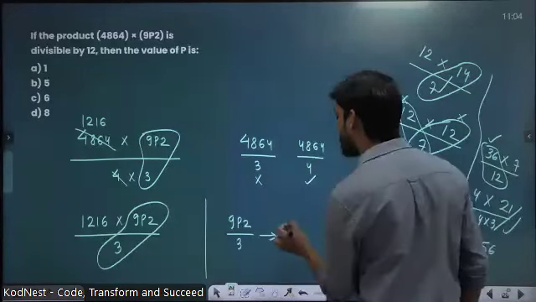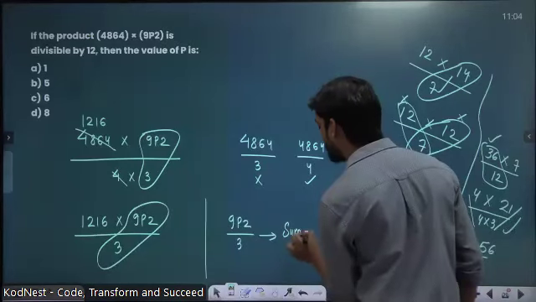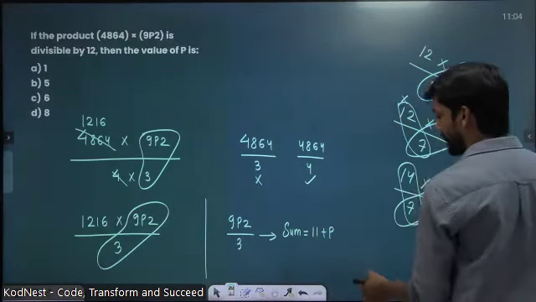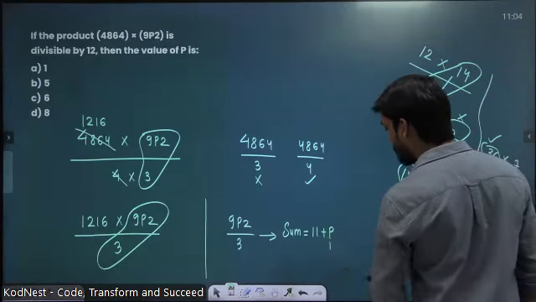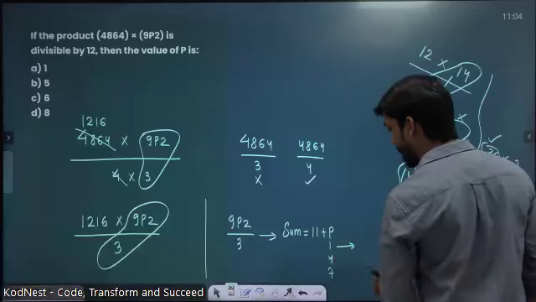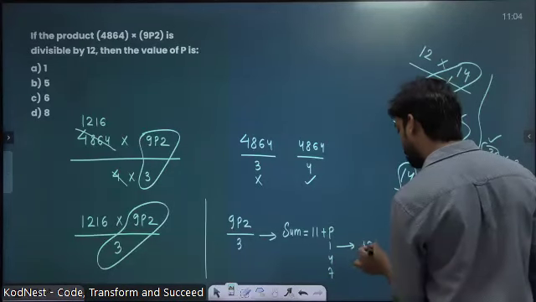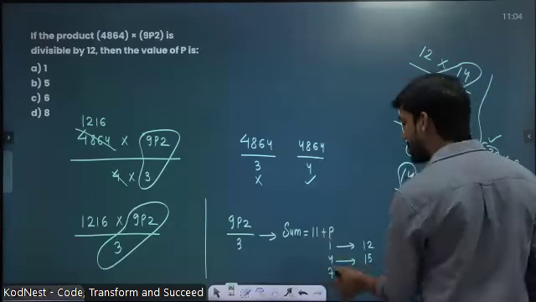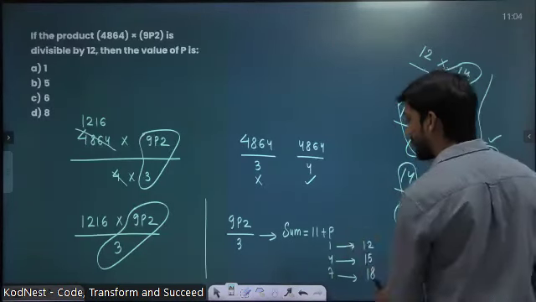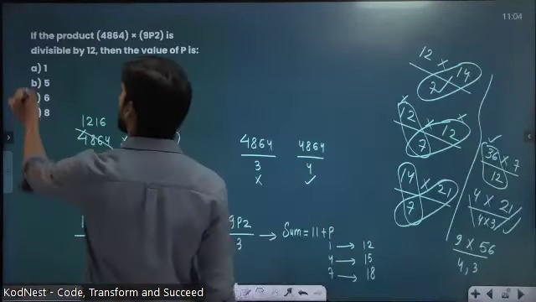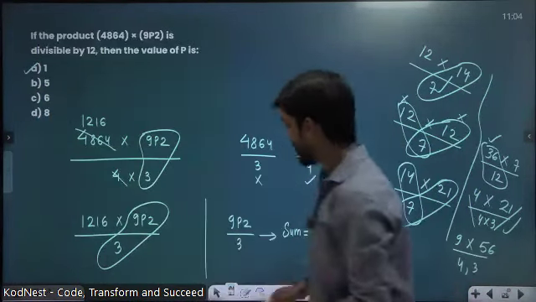Check the sum of digits. Sum of digits is 11 plus p. Okay, 11 plus p. So I can take p-value 1, p-value 4 and 7. P-value 1 will give you 12. 4 will give you sum as 15 and 7 will give you as 18. So these three values can be taken. Out of these three, 1, 4, 7, they have given 1. So 1 is correct.